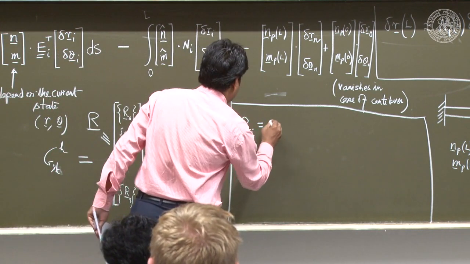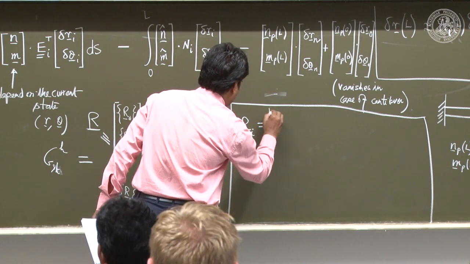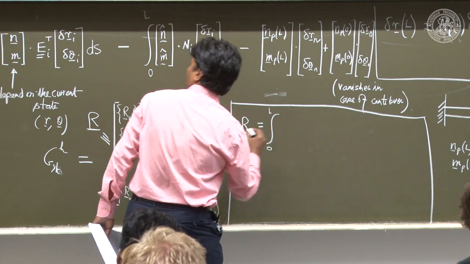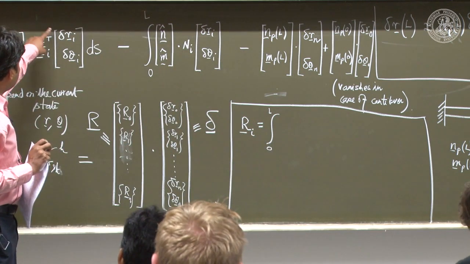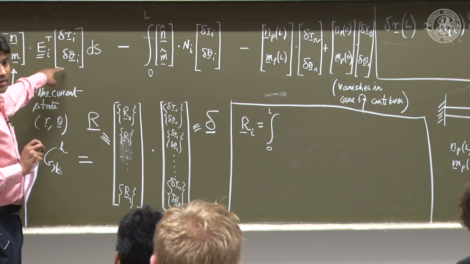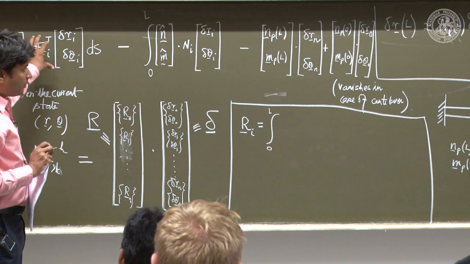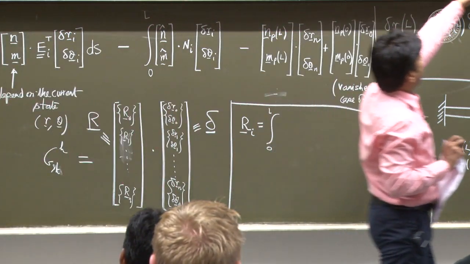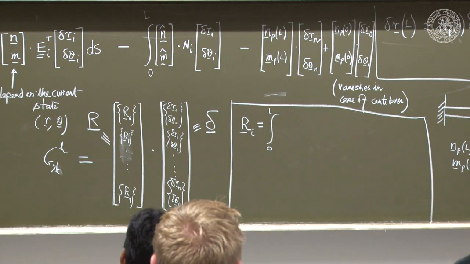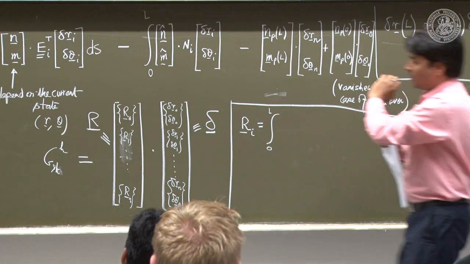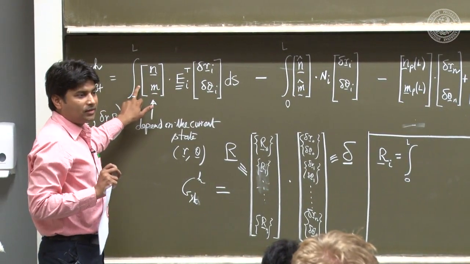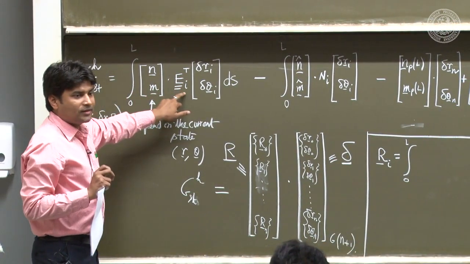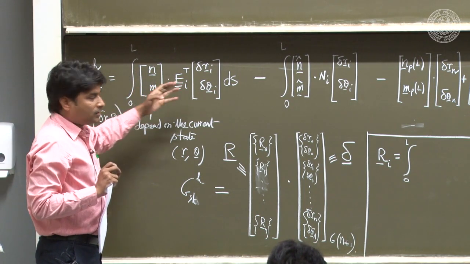So, big R I is then integral 0 to L, and you see this is a matrix without any differential operator. Look over there, this does not have any d by ds. So, this is a usual matrix, it is not an operator now. So, now you can bring it on the other side, right, and the transpose is gone.